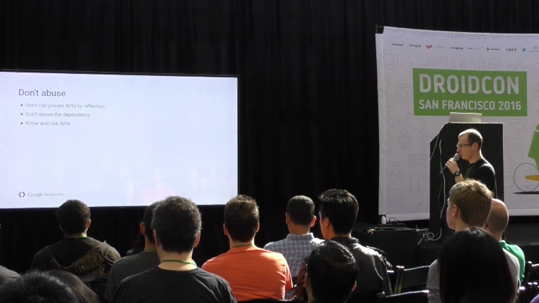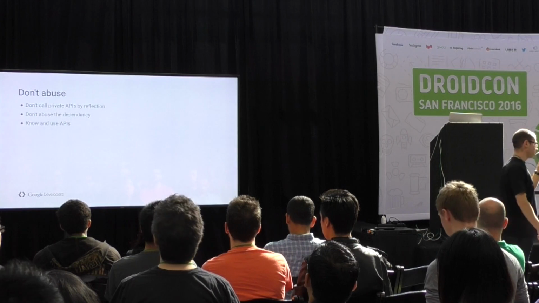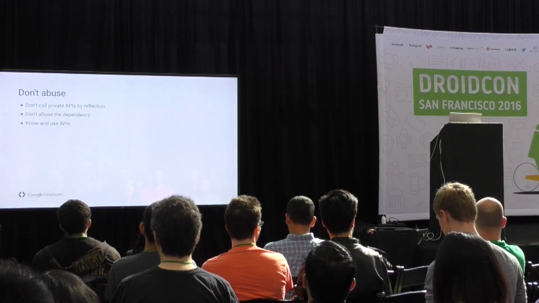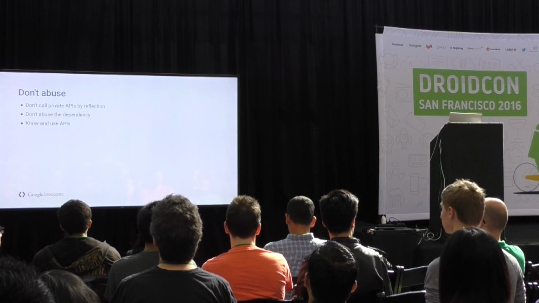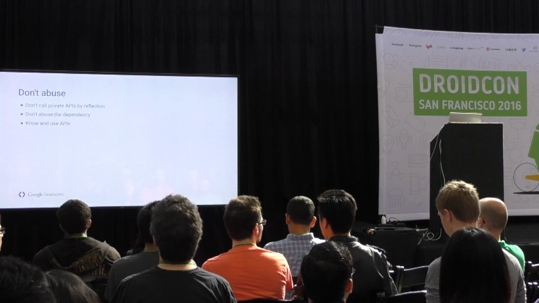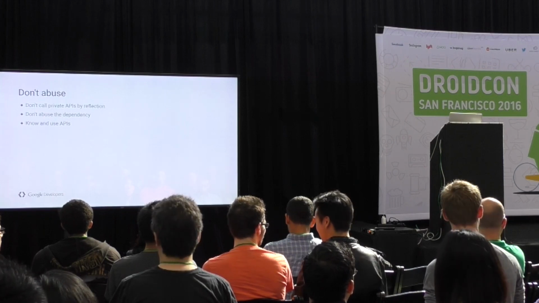But please, when you do it, and you are looking with ClassyShark at your dependencies, don't abuse it. Don't call private APIs by reflection. Don't abuse the dependency. Know and use the APIs. By the way, this is relevant not only for dependencies, but also for Android.